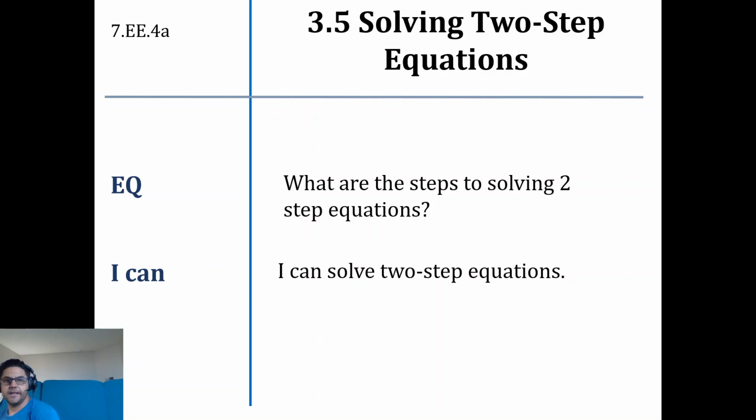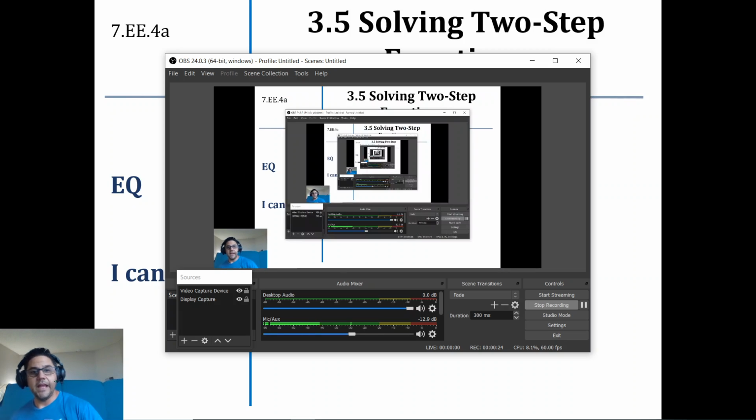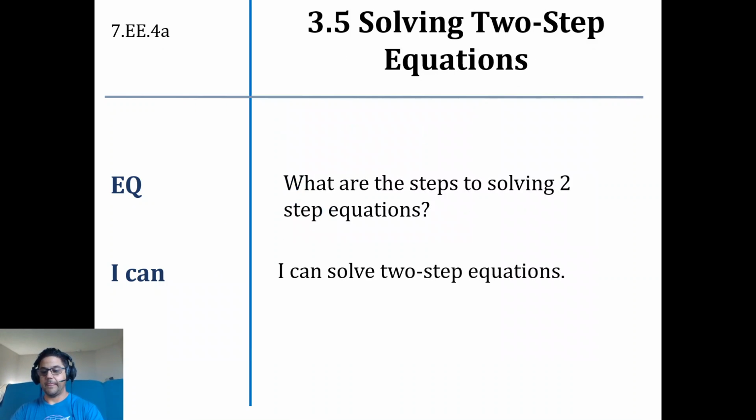We are looking at 3.5, solving two-step equations. So we're putting together what we've been dealing with the past few days. And if you remember, being able to solve two-step equations really just comes down to what is called inverse operations. So I can solve two-step equations.